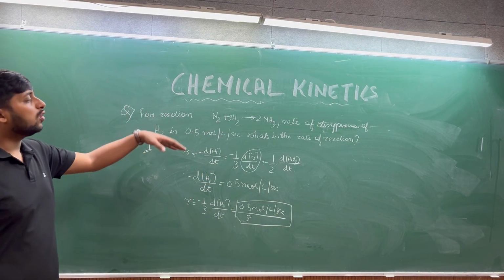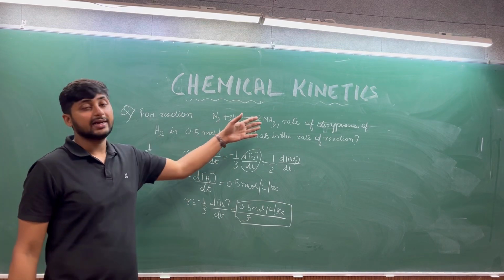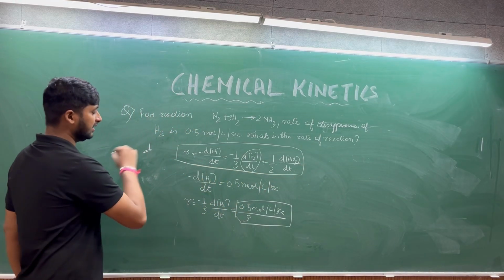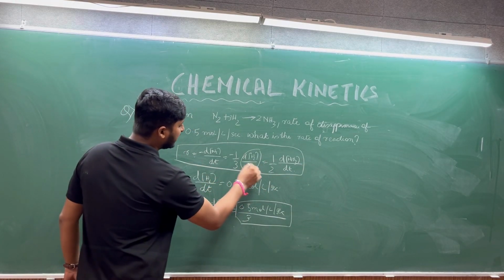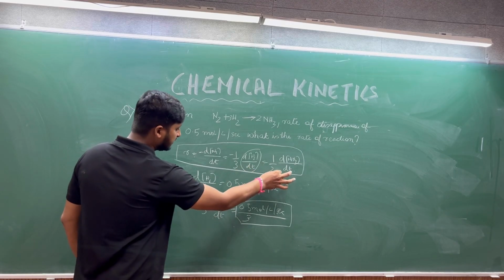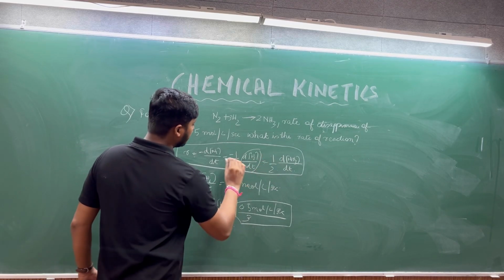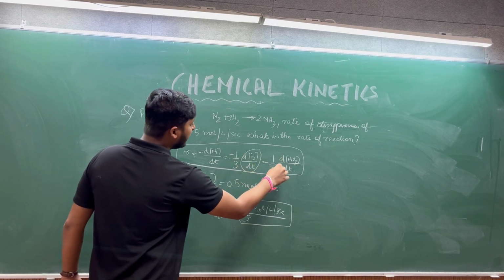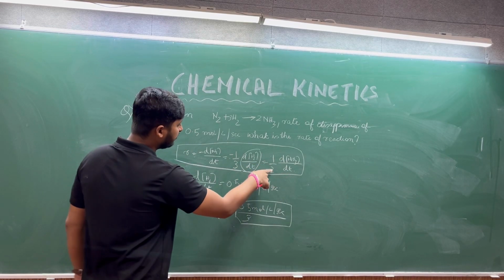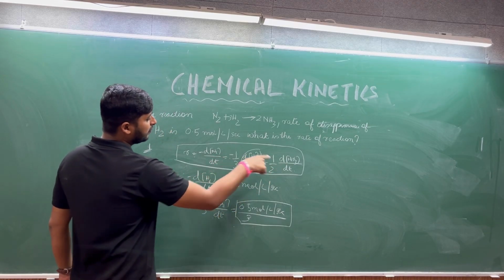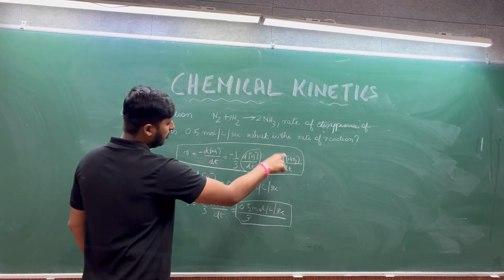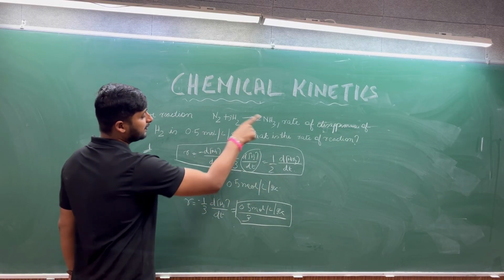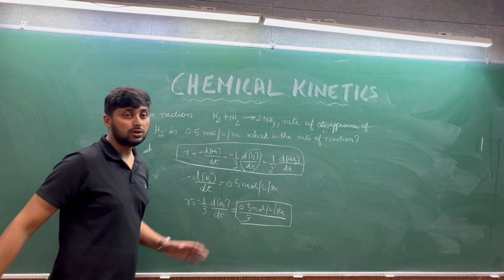Suppose in this question they might also ask what is the rate of appearance of ammonia. From this particular equation we can determine everything. Since minus d of H2 by dt is given, and this is equal to this, if we take this 3 here, then it will become 3 by 2 d of NH3 by dt, or if we take this 2 here, then we can get the rate of appearance of ammonia. So rate of appearance of ammonia will be 2 by 3 times the rate of disappearance of H2. So we will stop here.